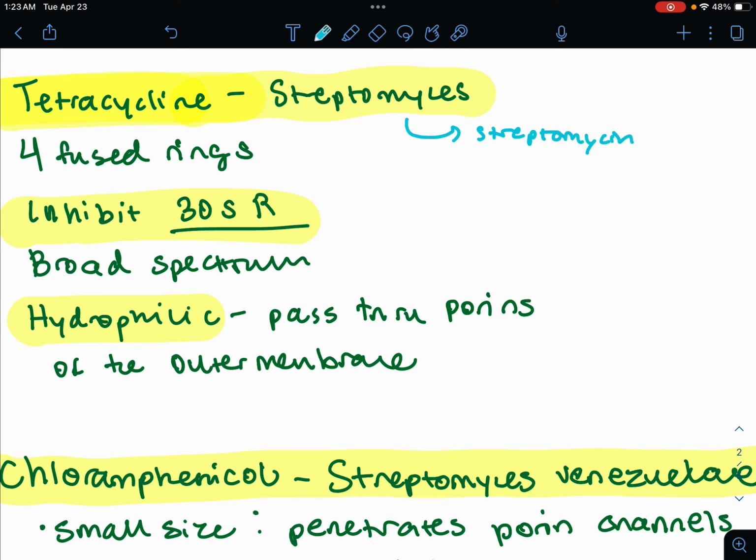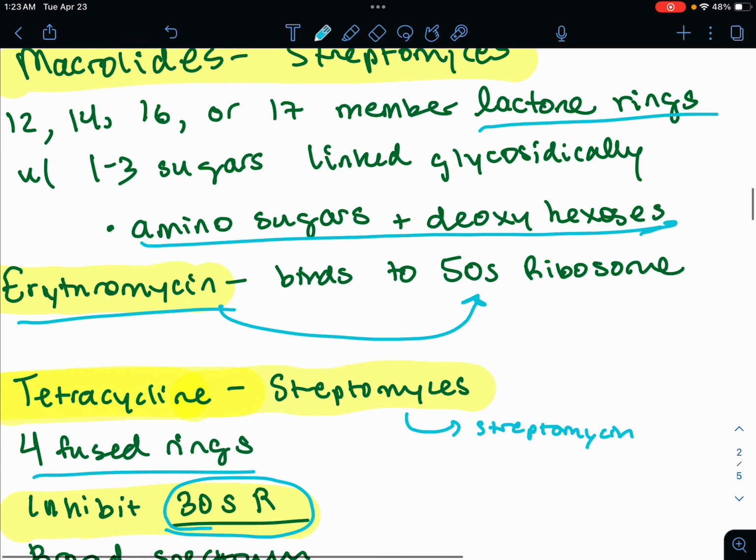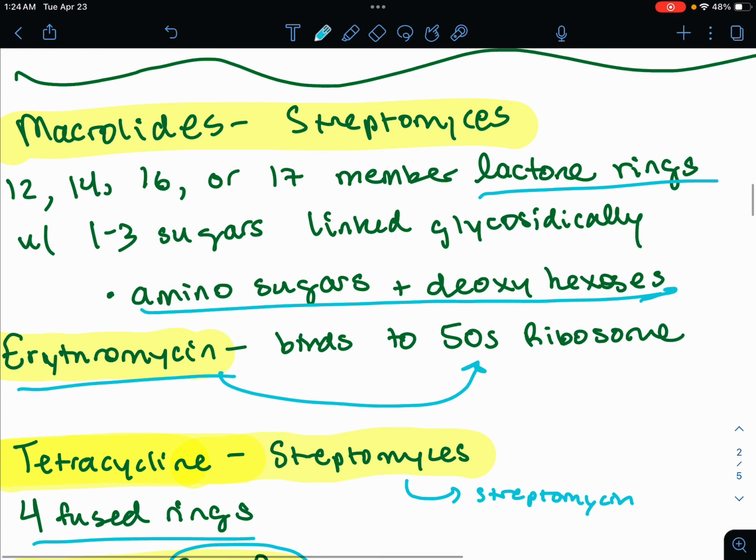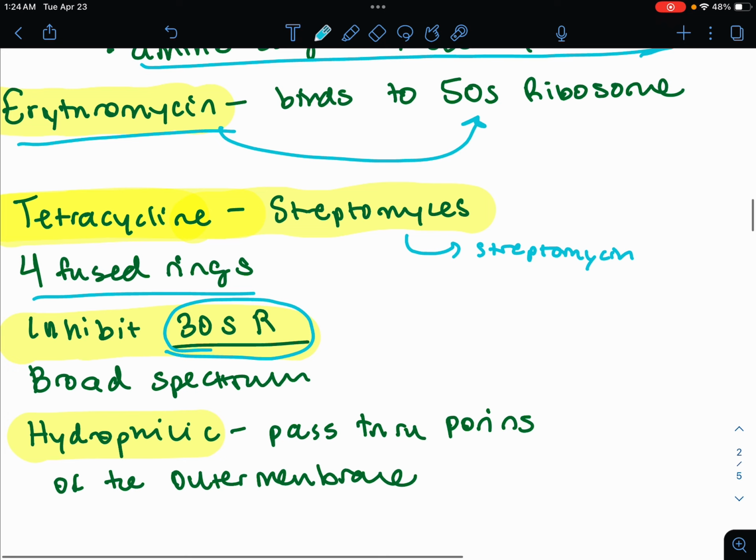You have 4 fused rings. Across all of the tetracyclines, they have this very interesting 4 fused ring system. You're just replacing the functional groups on them. They're going to be inhibiting protein synthesis by binding to the 30S ribosomal subunit instead of the 50S. Macrolides are 50S, tetracyclines are 30S.